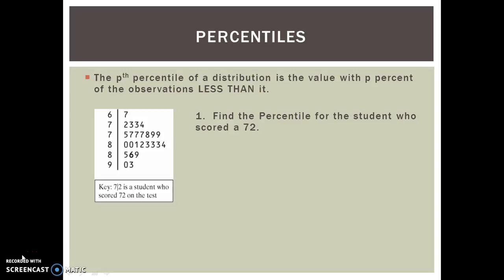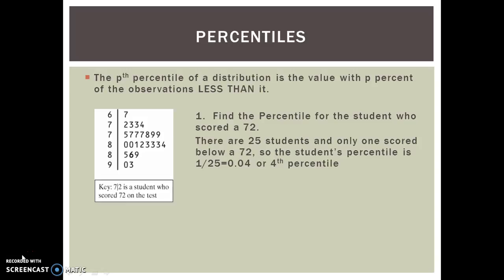So if I want to find the percentile for that student, I would do 1 over 25. 25 total students, I include the person who made a 72, is 0.04, or the 4th percentile. That means 4% of the students scored below him.